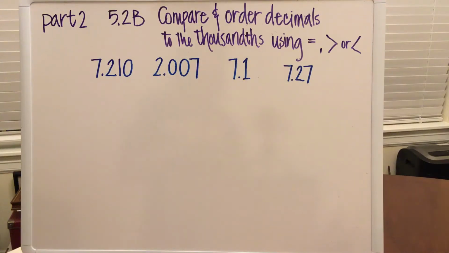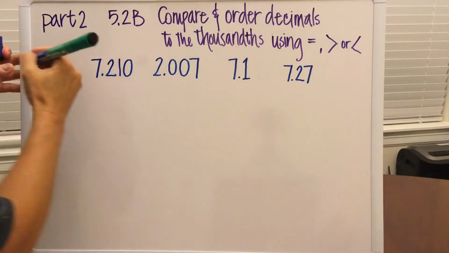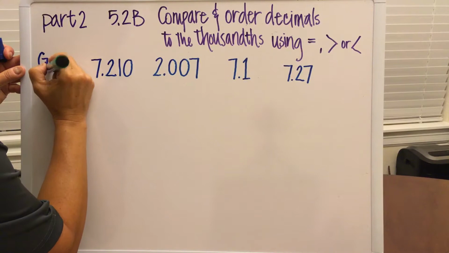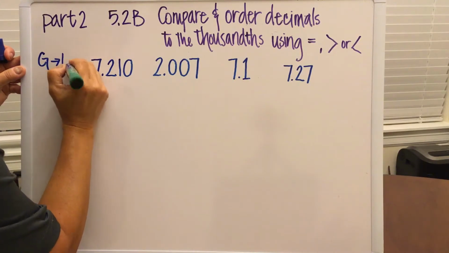Now this is part 2 of comparing and ordering decimals to the thousandths using the equal sign, greater than or less than symbol. In part 1, we already learned how to determine which are equivalent and which are not equivalent. So now we have 4 decimals that we are trying to list. Let's do it from greatest to least.